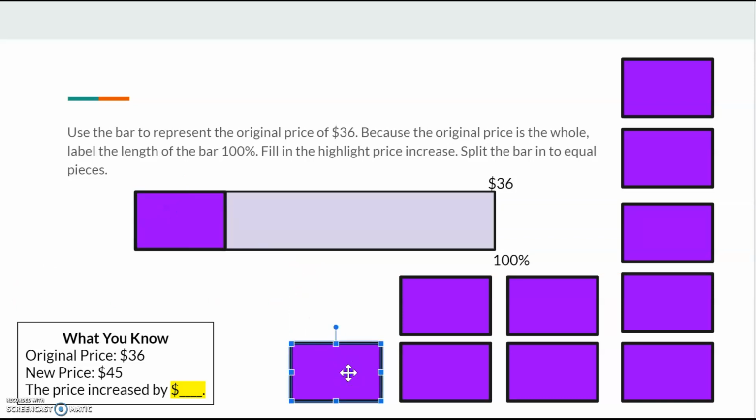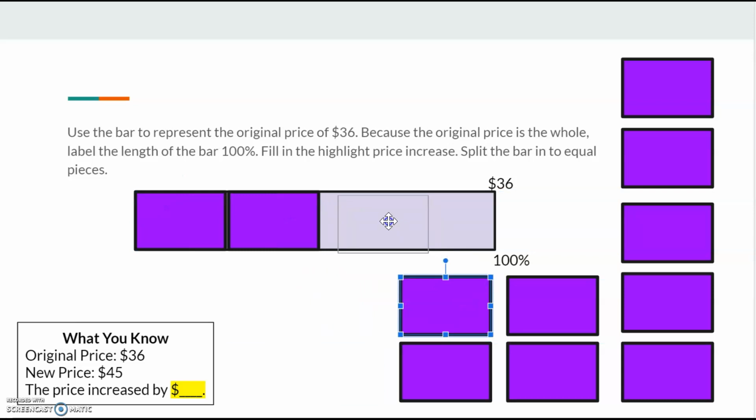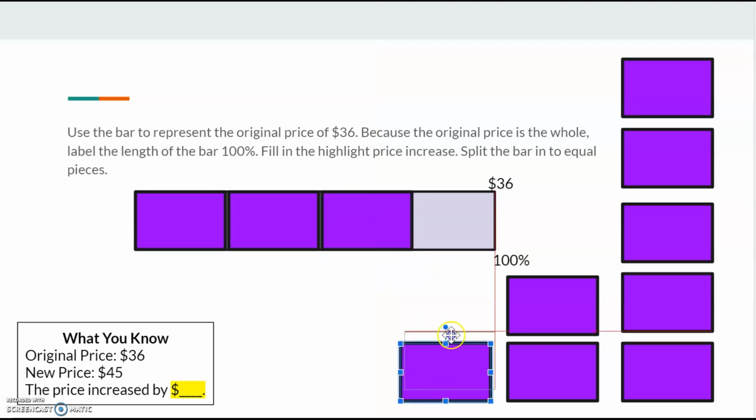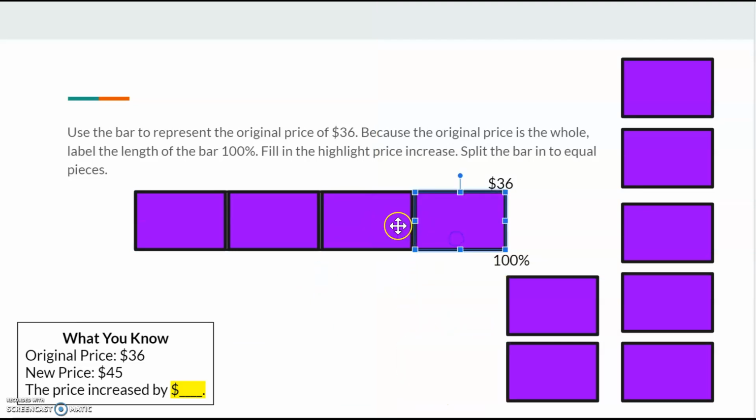So we've got 1, 2, 3, 4. Pardon my inappropriate lining up. All right, so 36, if I have 4 pieces there, that makes sense. 36 divided by 4 is 9. So the price increased by $9. Oops, that ran out of space, didn't it? $9. So we have 4 pieces.